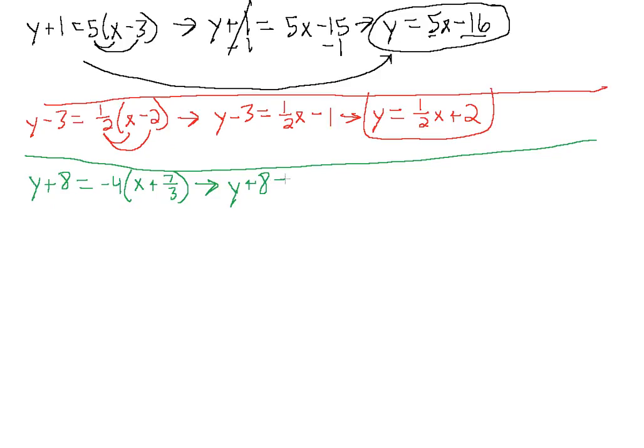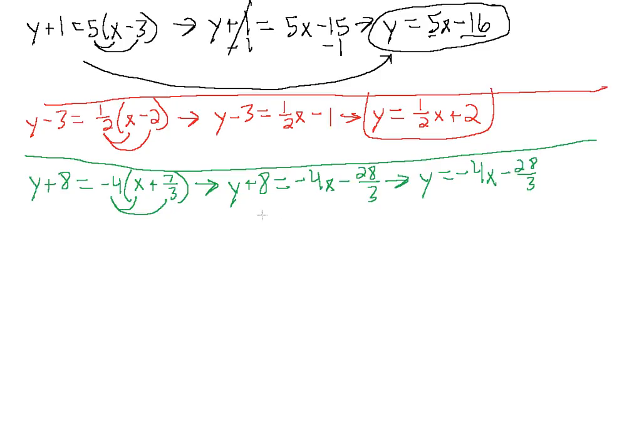So we have y plus 8 on the left side. Let's go ahead and distribute this minus 4 into the parentheses. So we have a minus 4x. Again, we're distributing a minus sign, so we need to be careful that our signs change. Minus 4 times 7 is a minus 28 over 3. We can subtract 8 from both sides. So y equals minus 4x minus 28 over 3.